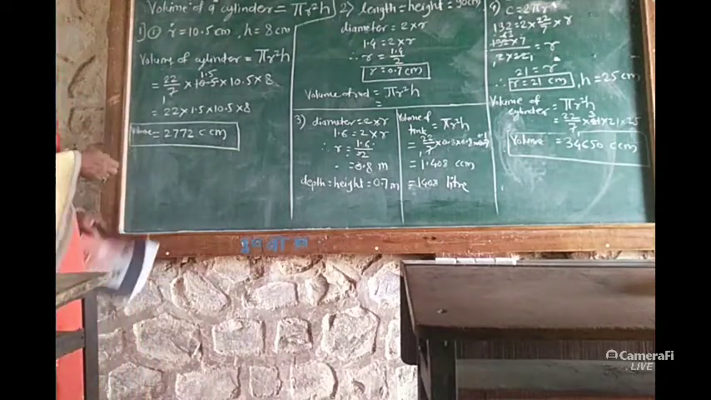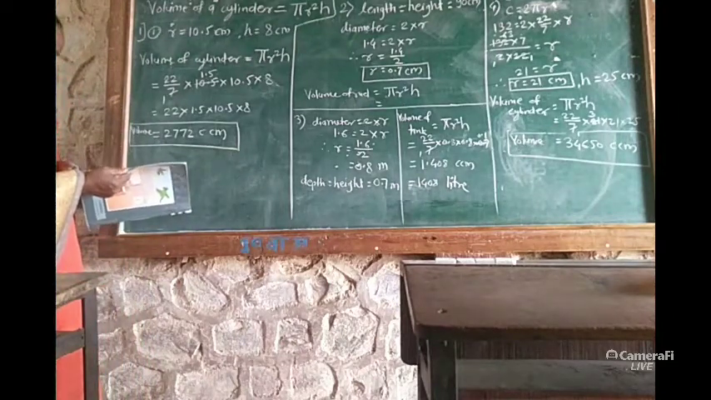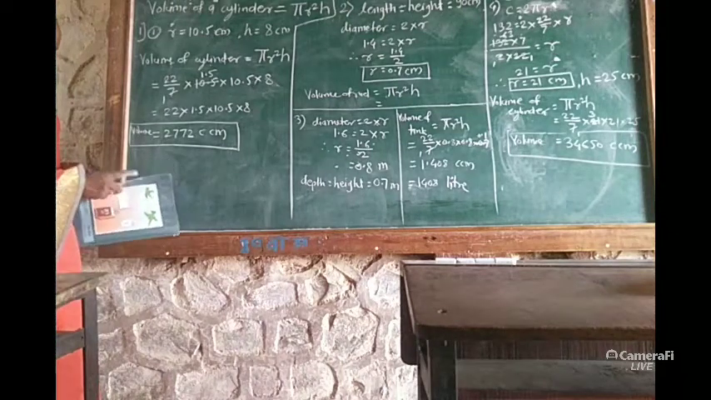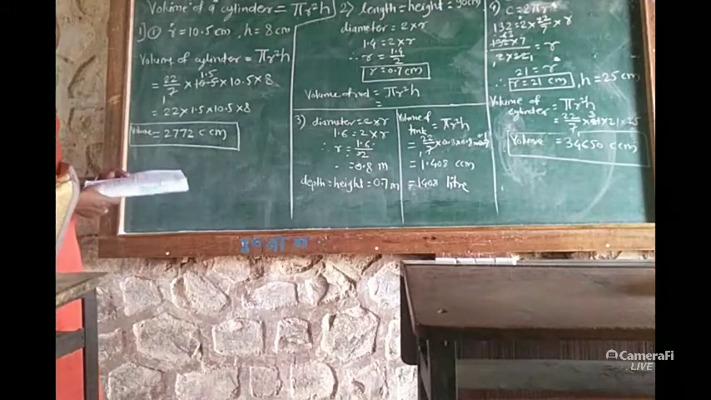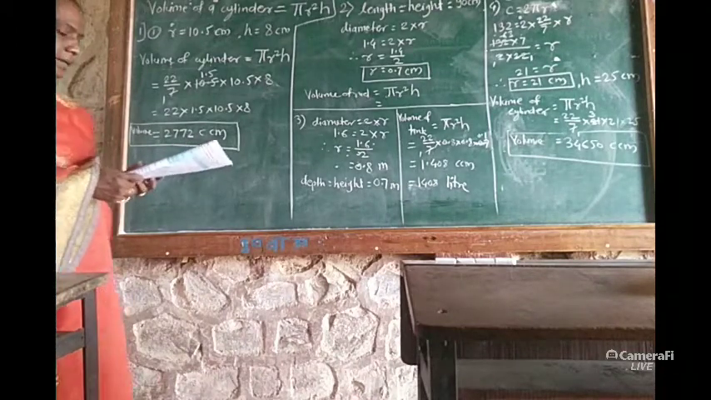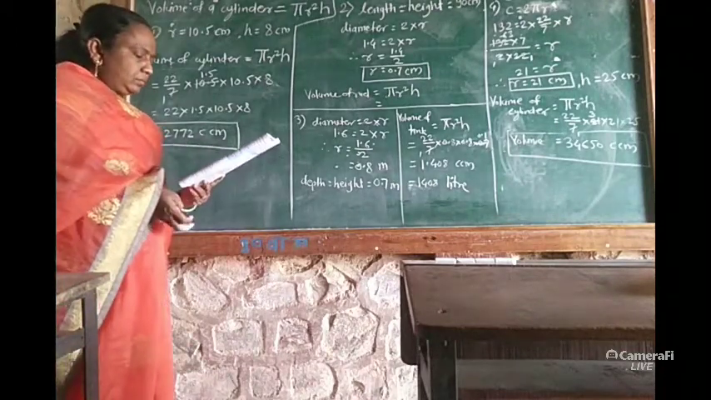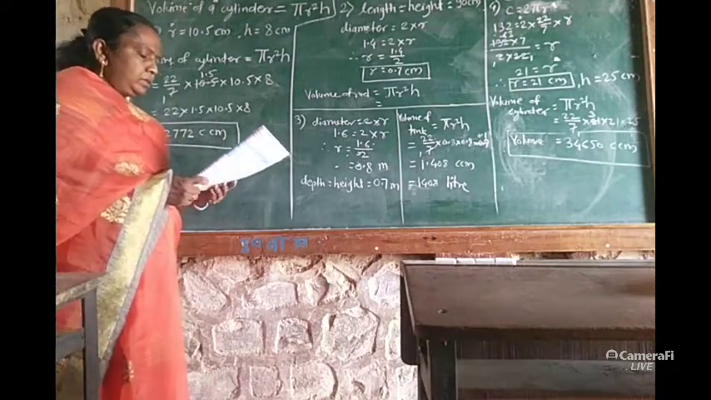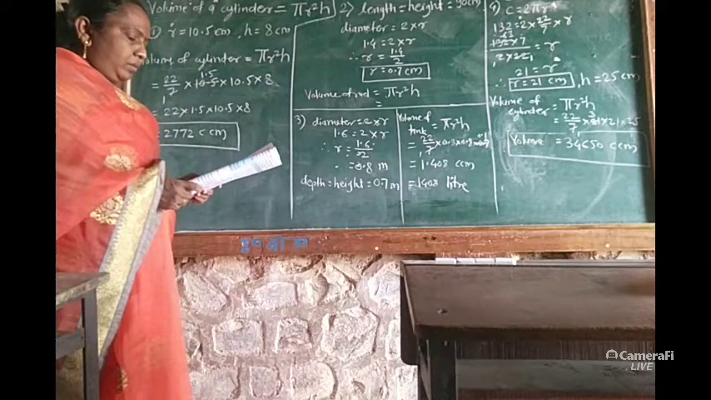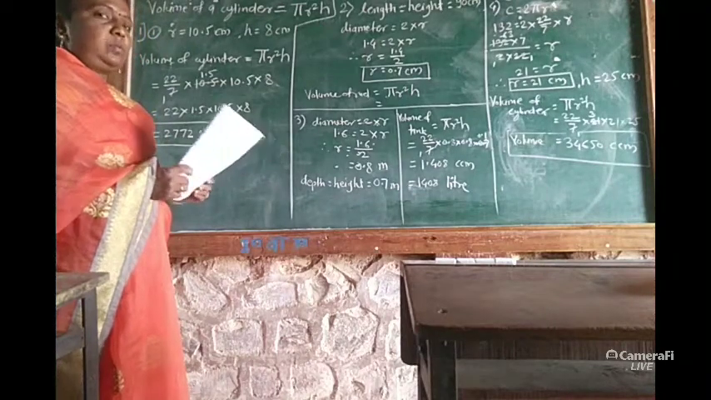Here I have taken examples from practice set 16.3, which is based on this formula. See, in the first question they give us the height and radius of the cylinder. We have to calculate the volume of the cylinder. They have given us 4 examples. I have taken one of them. Remaining 3 you have to solve yourself.